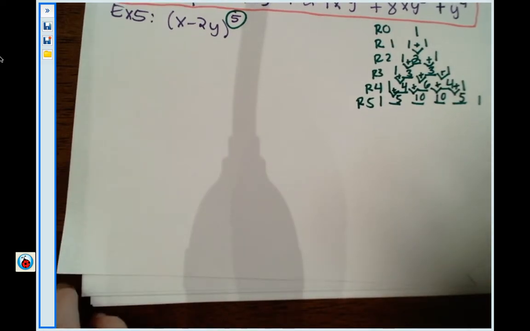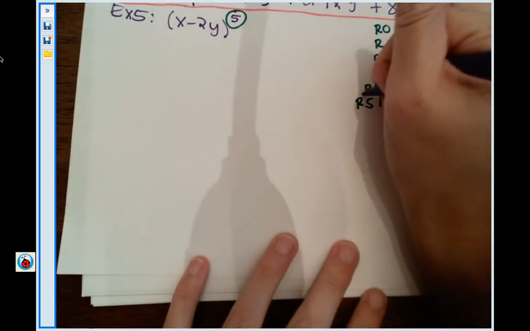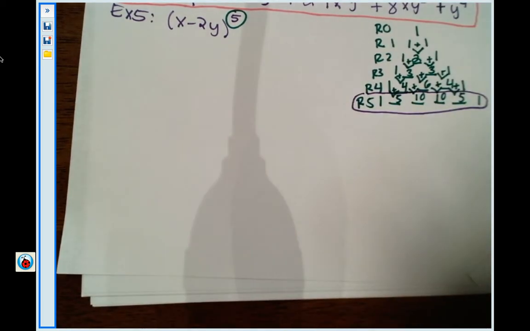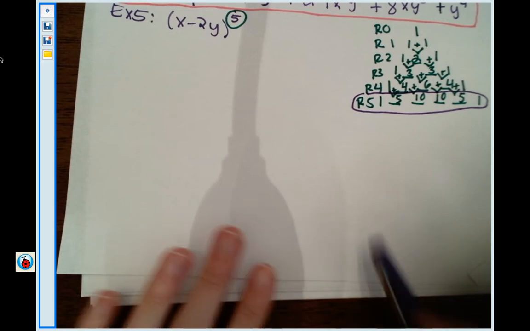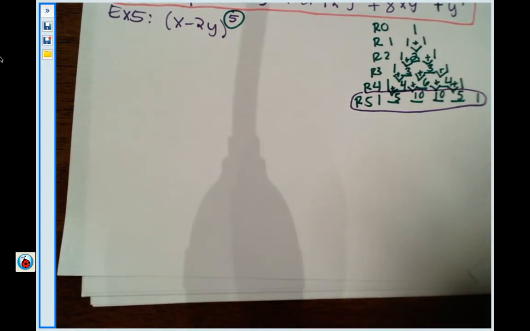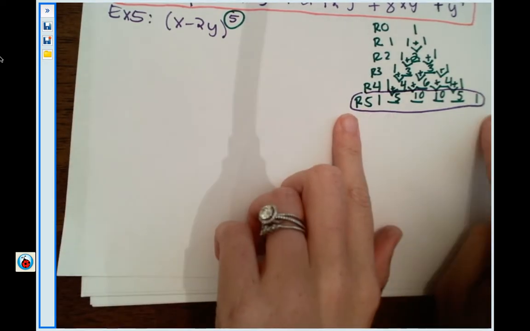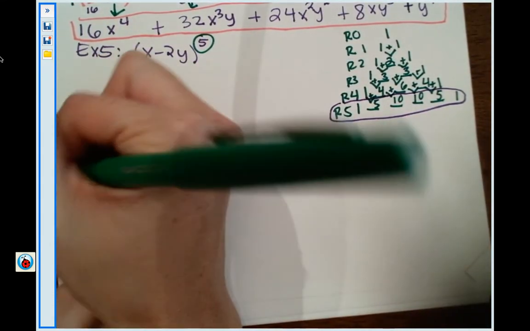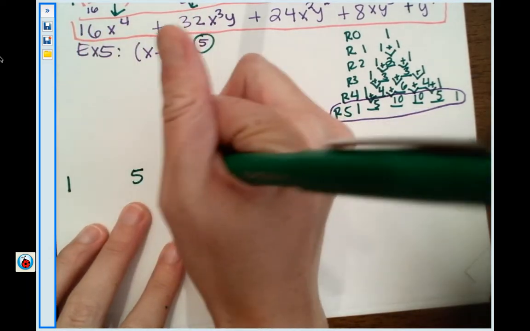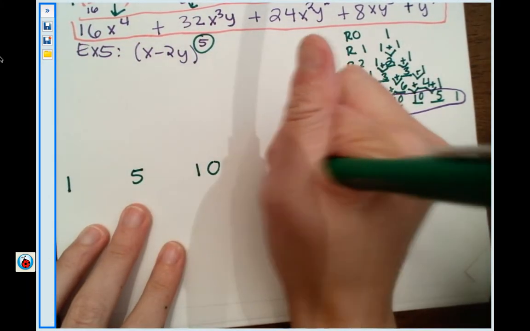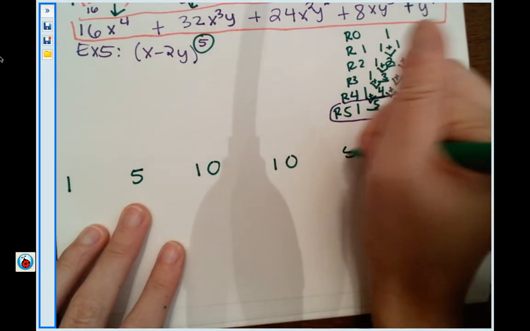Okay, so when I do this, I'm going to be referencing this row. These are going to be the coefficients of my, or not necessarily of my answer, but when we start multiplying stuff out, these are the coefficients I'm going to start with. So when we start Pascal's triangle, I'm going to start by writing out my coefficients. That's my first step. So I'm going to have a 1, a 5, a 10, a 10, a 5, and a 1.